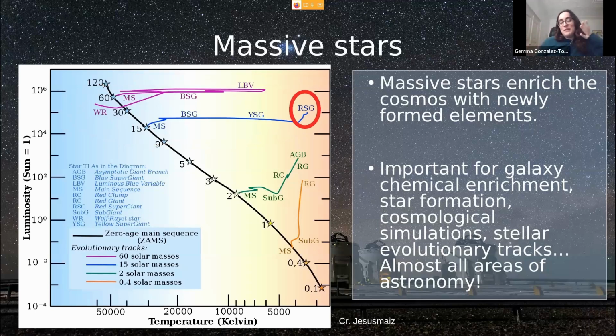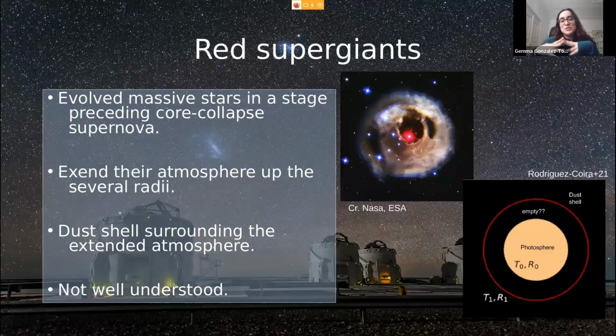But here we are at the advances in cool stars, so we are going to focus mainly on red supergiants, of course. Red supergiants are already evolved stars in a stage preceding core collapse supernova. The main problem is that these stars have stellar winds, but we still don't really understand the physical processes that trigger the stellar wind.